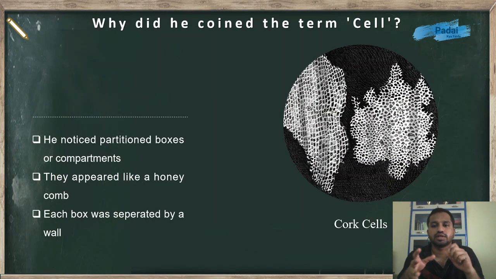So why did he coin the term cell? What made him think to coin the term cell? What he noticed when he was observing the slices of wood under the magnifying device was that there were tiny boxes, or compartments you can say. He also assumed that they look like a honeycomb. Each box was separated from each other by a wall. These tiny boxes are not overlapped or stuck together. They are separated from each other. He thought that there is some wall in between the cells. That's when he coined the term cell.